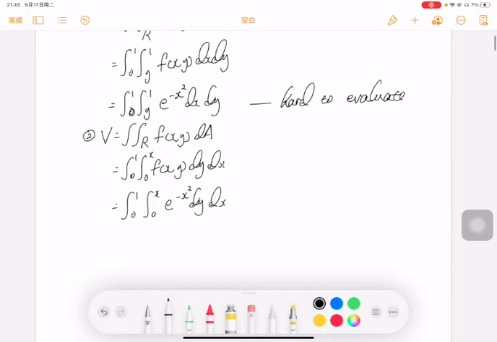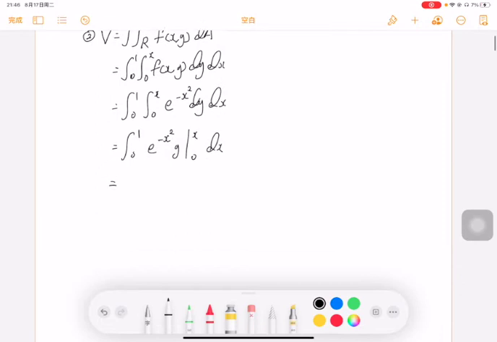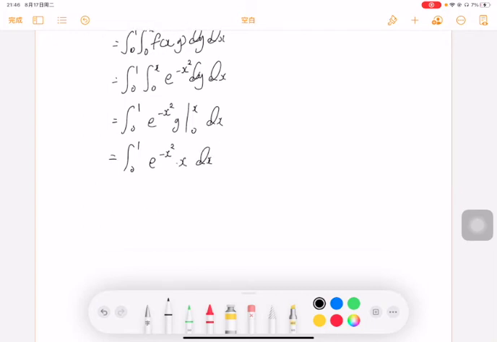Now this we can integrate because e to the minus x squared doesn't depend on y at all. So this is just a constant. And we get e to the minus x squared times y evaluated from 0 to x. Now when you plug in 0, you get 0. So it's just e to the minus x squared times x. And to compute this, we need to use u substitution.